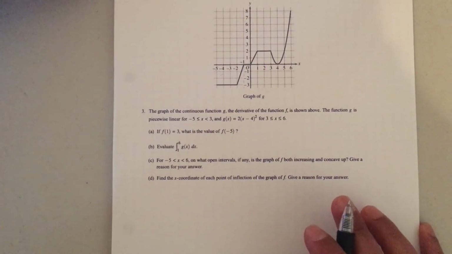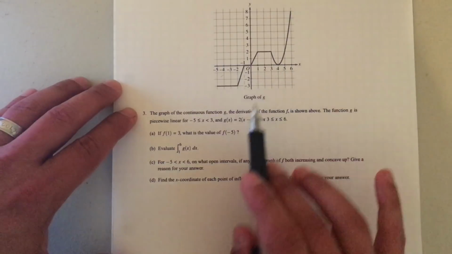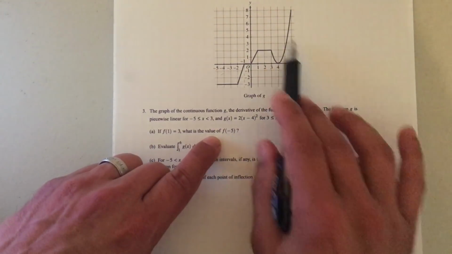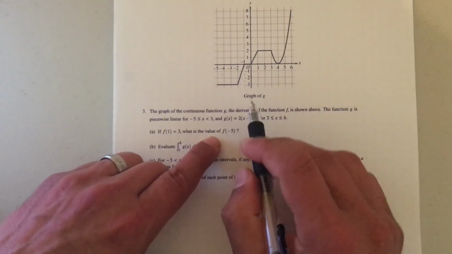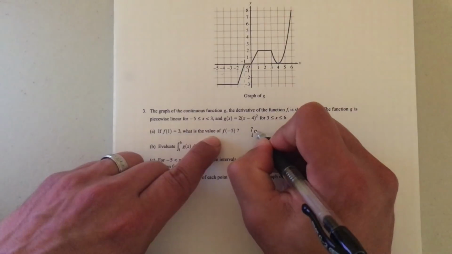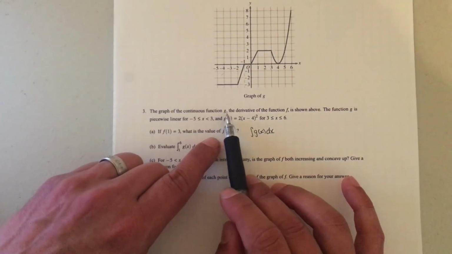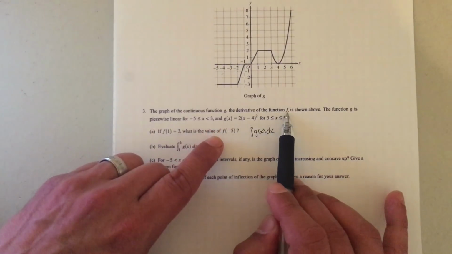Does that sound familiar? Yeah, it does, right? So what do they give me? The derivative. How do I find the f from the derivative? You guessed it, the antiderivative. So we're going to do the antiderivative of what? Of g. Okay? Because they tell me g is the derivative of f.